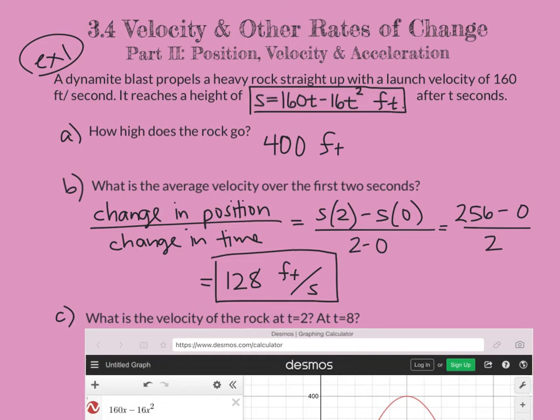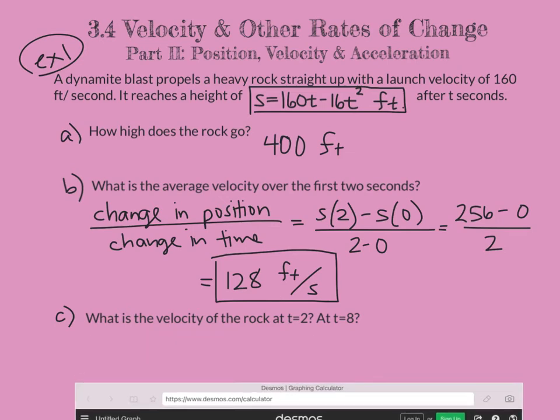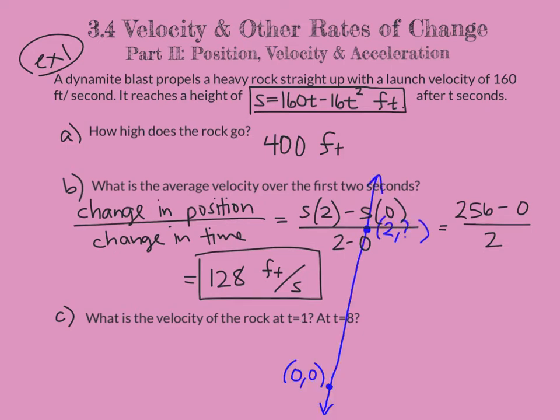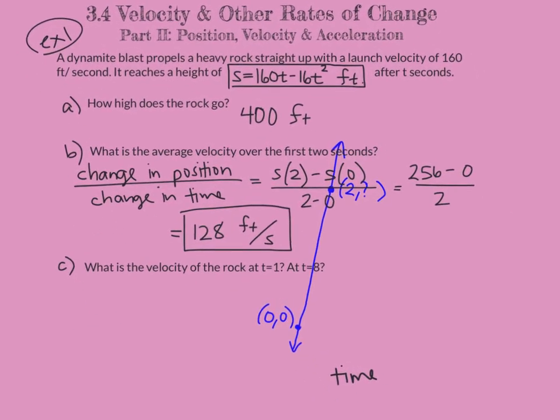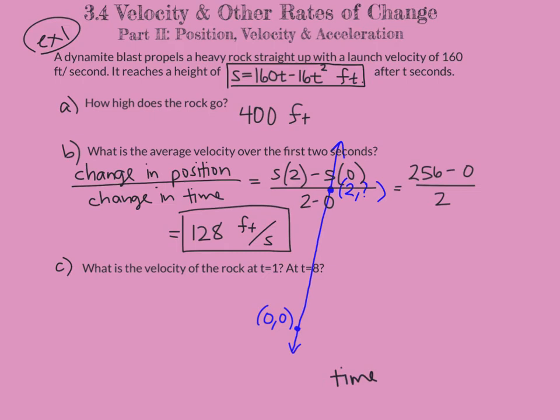Now, part C is getting into calculus. It's asking us for the velocity at an exact time. That's the slope of the tangent line at one point. That is the instantaneous rate of change of position. Therefore, we need to do some calculus. Now, please note I actually changed part C to say at t equals 1 and then at t equals 8. I changed it from t equals 2 to t equals 1. So just in case you wrote that down at the start, I did change that there.